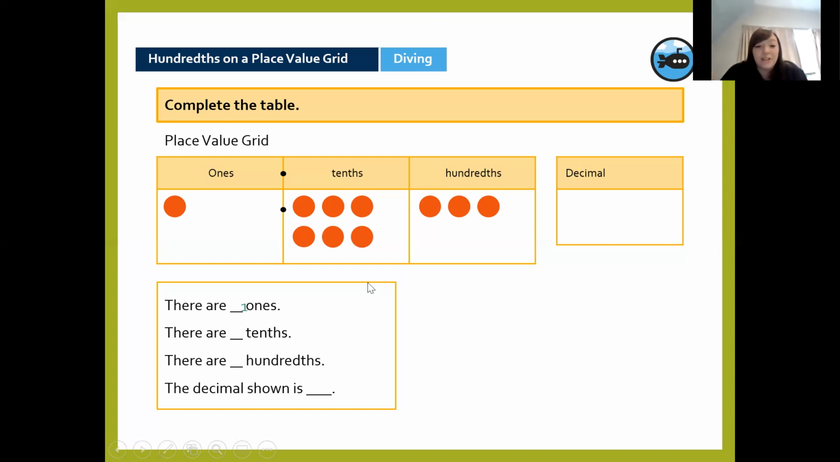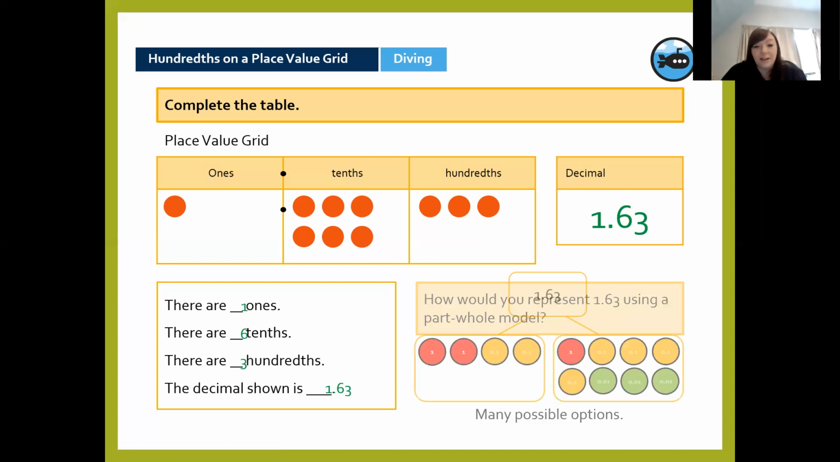Good, so you should have 1 one, 6 tenths, 3 hundredths, and as a decimal, that is 1.63.